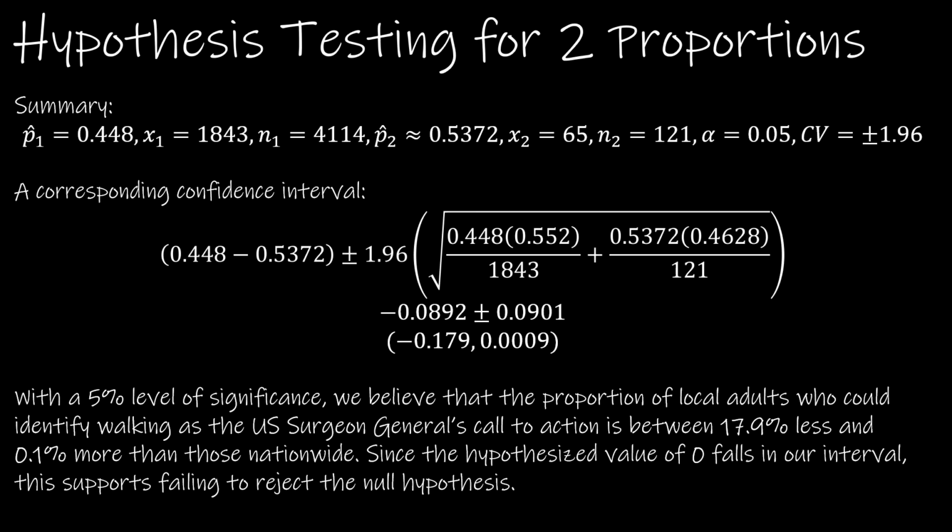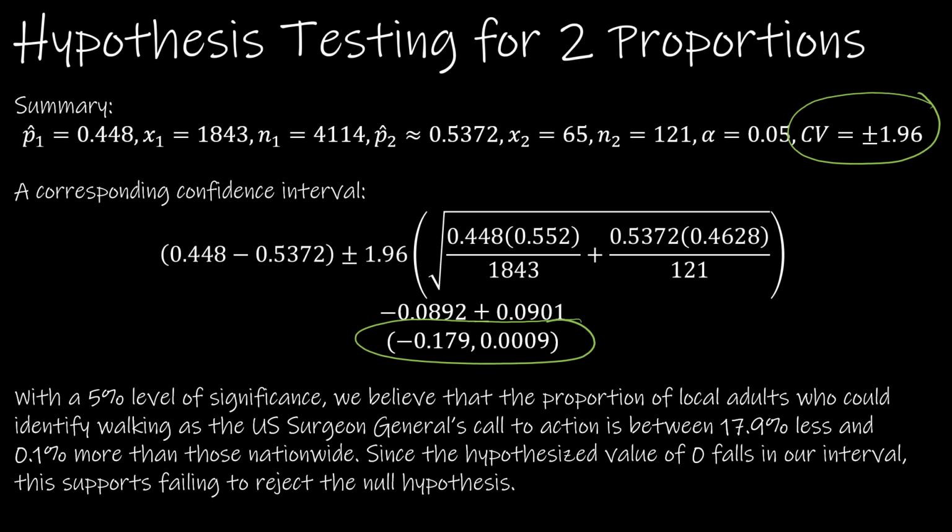Finding a confidence interval that agrees, we're just going to use that critical value that we used with the rejection region. Remember, same exact formula we used before. P hat 1 minus P hat 2 is the point estimate. I find this to be my solution. So negative 0.179 to positive 0.0009.